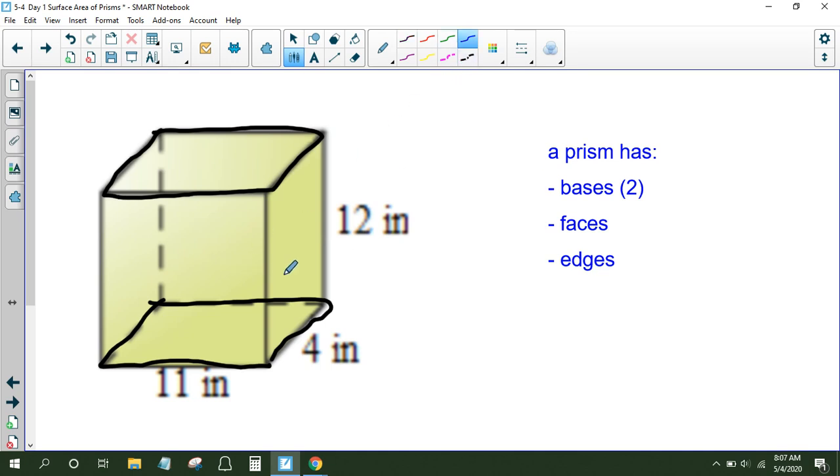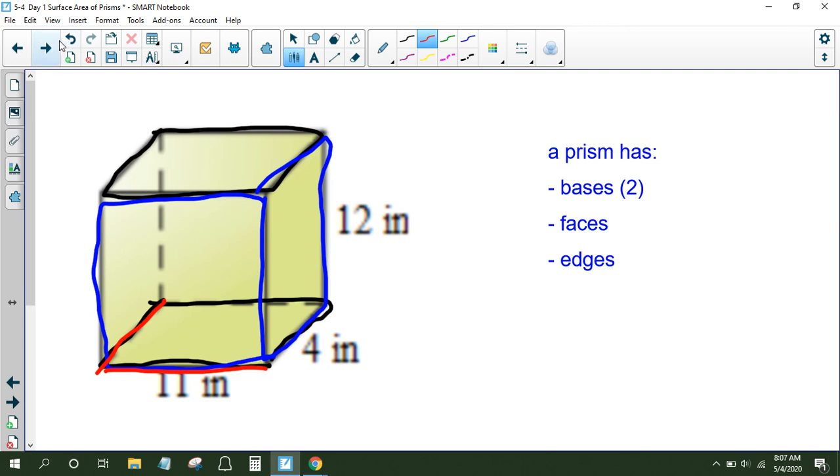A prism also has what's called faces. In this case, this would be a face, and there would be three other faces just like that one. And then lastly, each prism has what's called edges. The edges are just the side lengths.